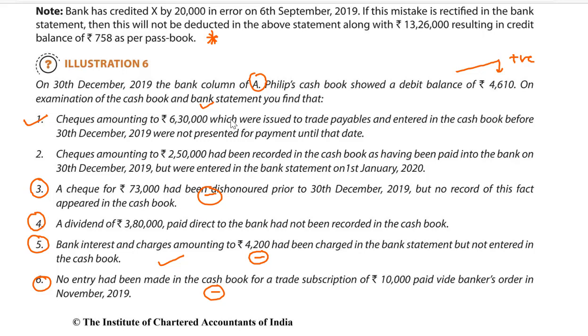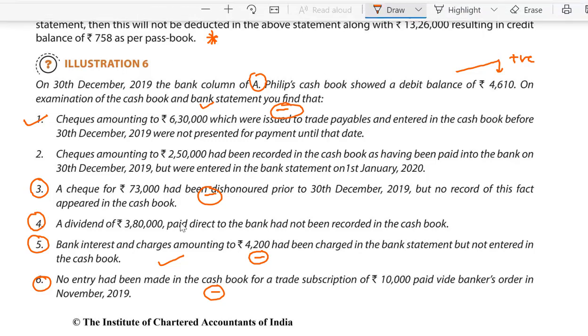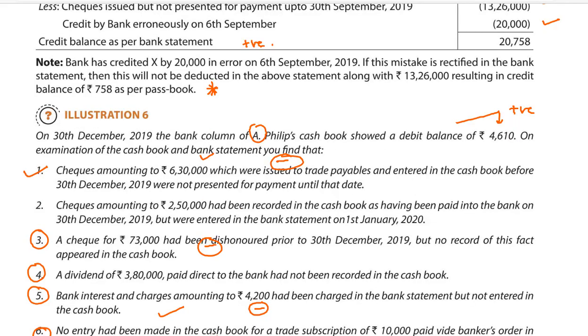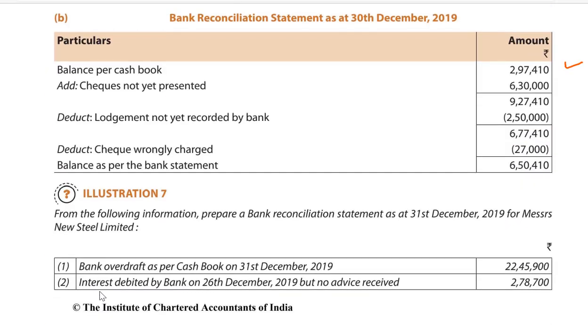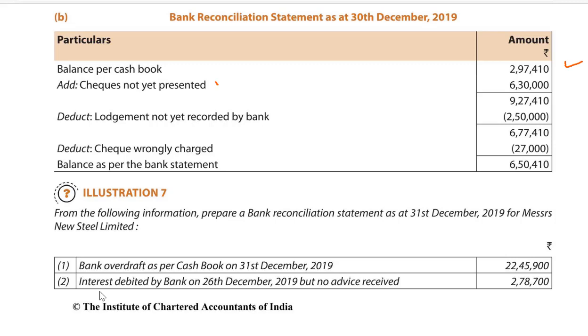We have issued a check of 6,30,000. So this is minus in the cash book. We have to do the adjustment in the cash book only over here. So we have deducted it. Now we need to add it back. Add 6,30,000. Add checks not yet presented for payment, 6,30,000.